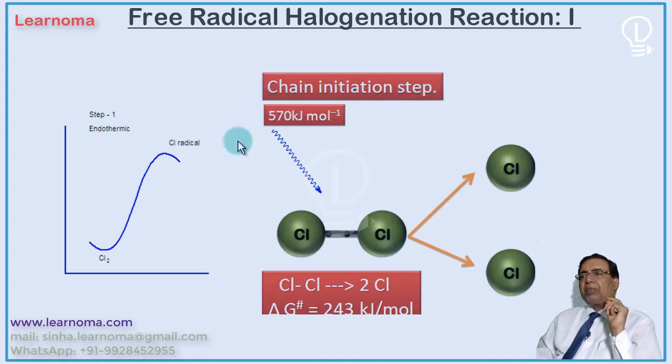Chain initiation step. See, in this step, the energy of ultraviolet light is 570 kilojoule per mole, whereas the bond dissociation energy of chlorine to chlorine atoms is 243 kilojoule per mole. You remember this part, 243 kilojoule, and this is your 570 kilojoule. What does this mean? The bond dissociation takes place very rarely.